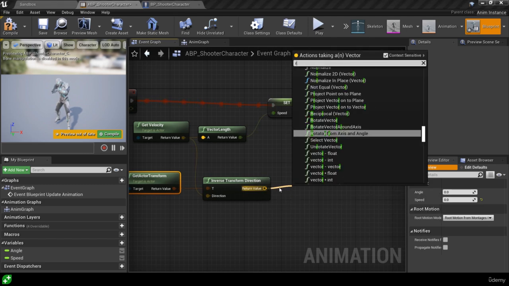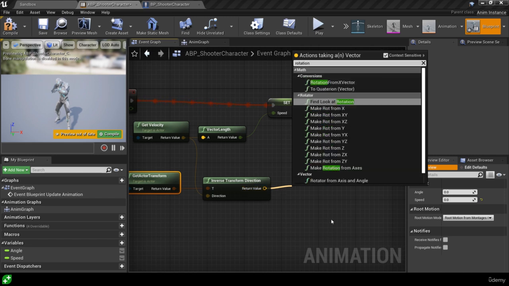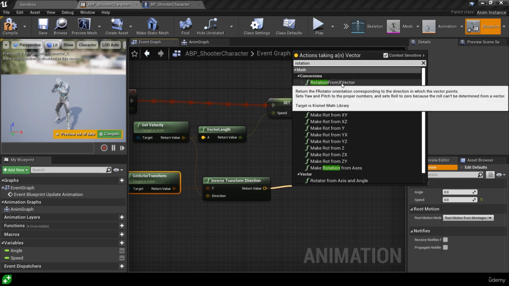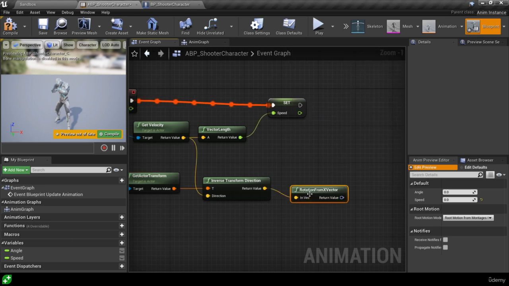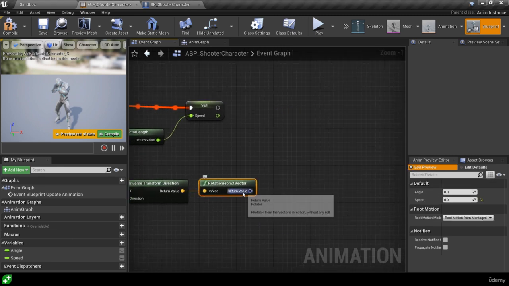So the next step would be to get the rotation of this vector. So we're going to look for rotation, see what we can find. We've got find look rotation, make rotation from axes to quaternion. No, let's have a look at rotation from X vector. If you read the documentation here, it says it's going to set the yaw and pitch from this vector, but it won't set the roll because it can't get that information from a vector. That's fine. We don't care about the roll. In this case, all we care about is the yaw because we want to see how far we're turning to the right or left. So rotation from X vector, that's the one that we want. It's going to return us a rotator.